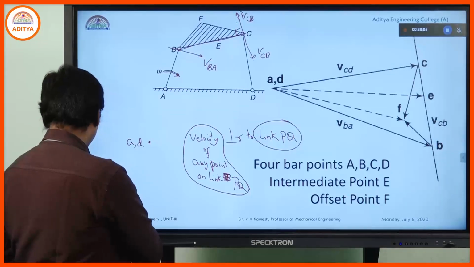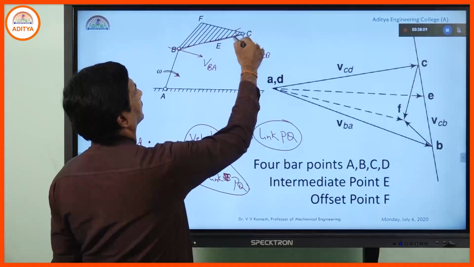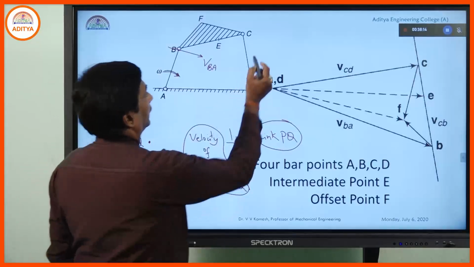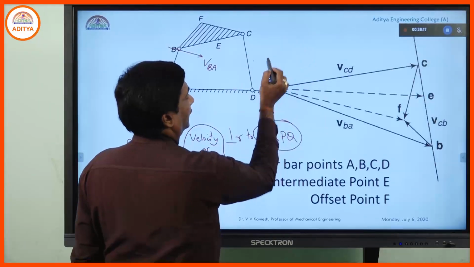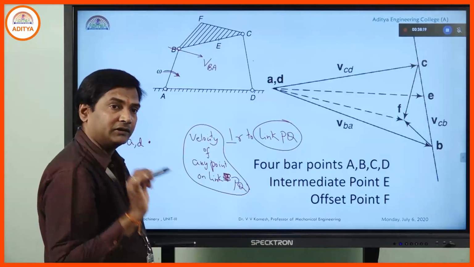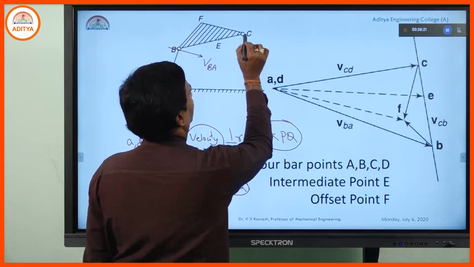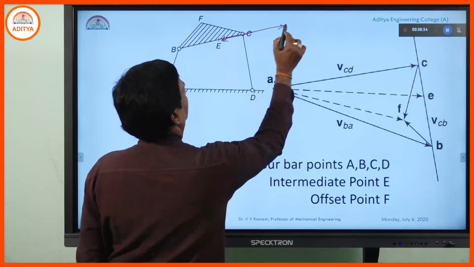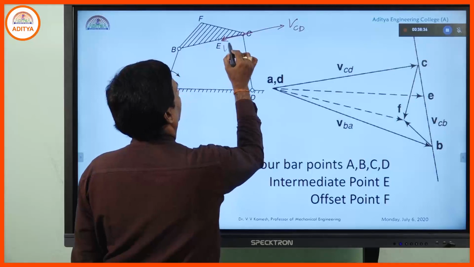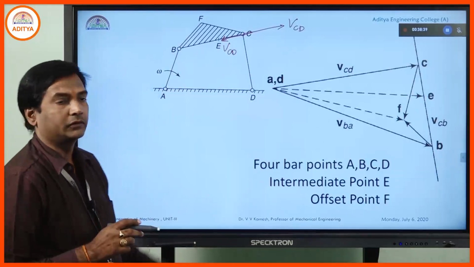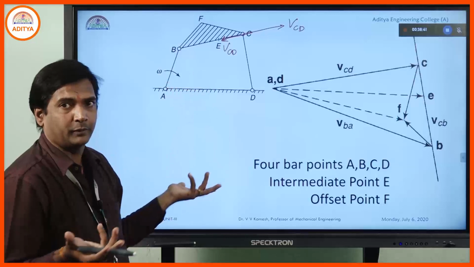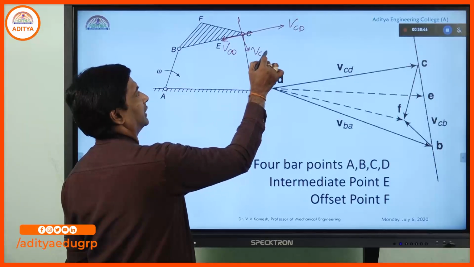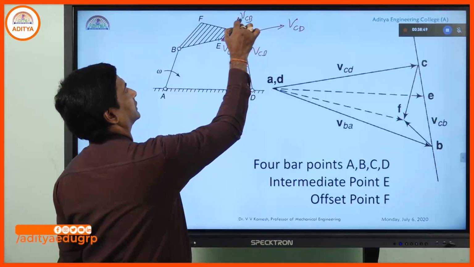Velocity of C with respect to D has to be perpendicular to link length CD. That means, take a line perpendicular to this, perpendicular to this. So, velocity of C with respect to D. You can take the two directions, anything may be possible, right. Here also velocity of C with respect to B may be in this direction or in this direction.